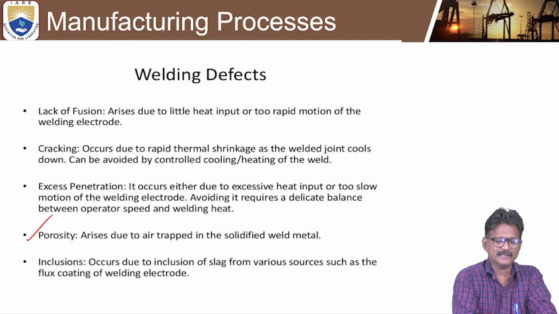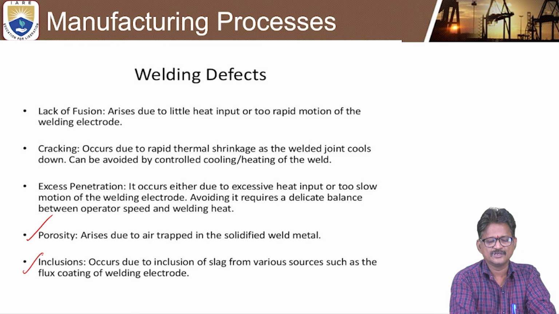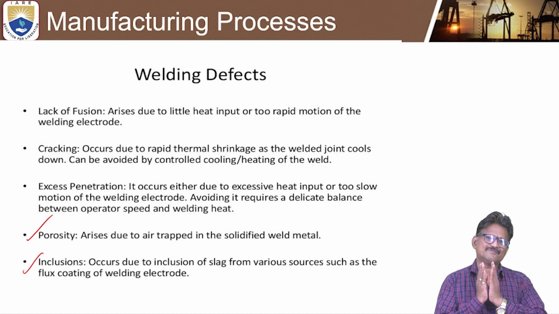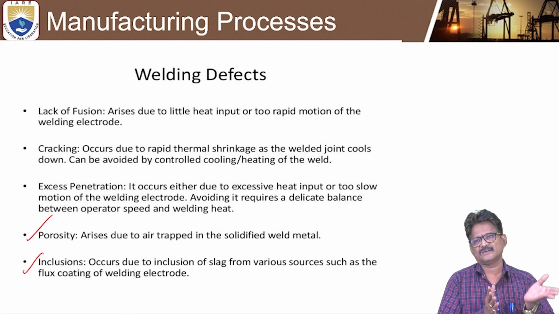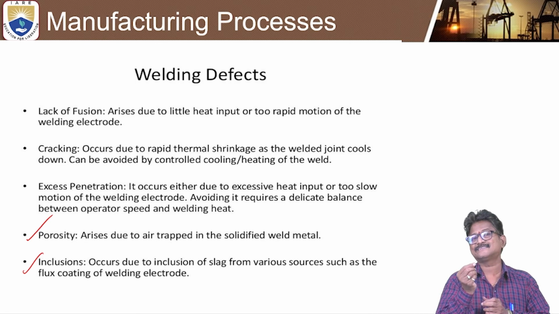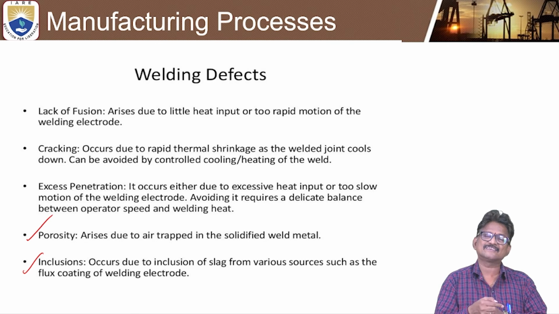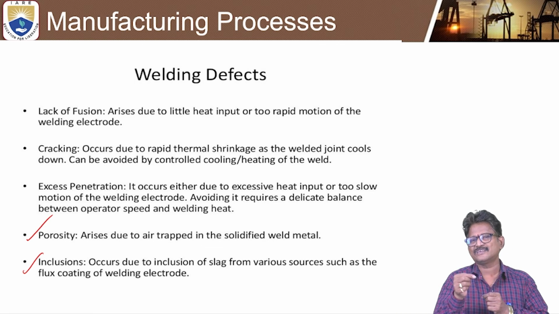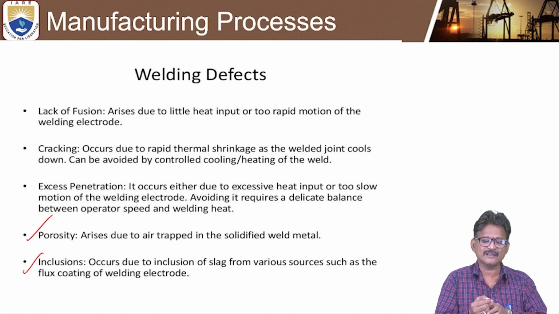Another important thing is inclusions. Inclusion is also one of the major welding defects, whether it is MIG welding or TIG welding. This occurs due to inclusion of slag from various sources. Slag means some flux. Suppose the electrode rod has more flux; due to more cooling and more heating, it occurs in a fluid form. That fluid will feed into the workpiece, which leads to some inclusion. Some shape of inclusion may be introduced in that workpiece.